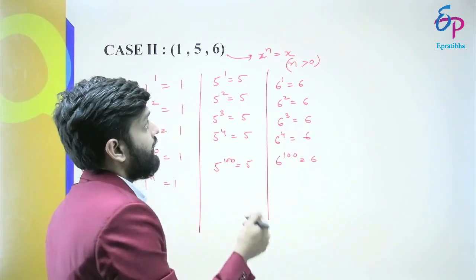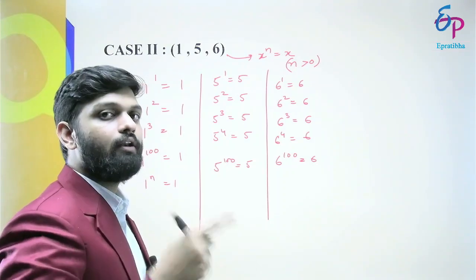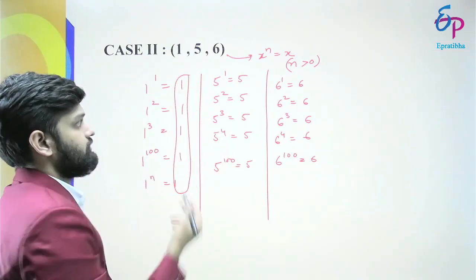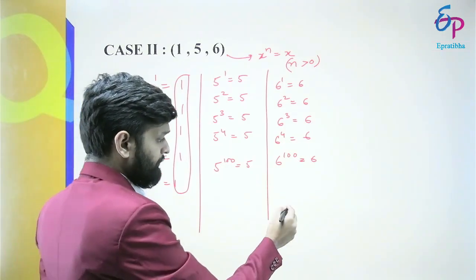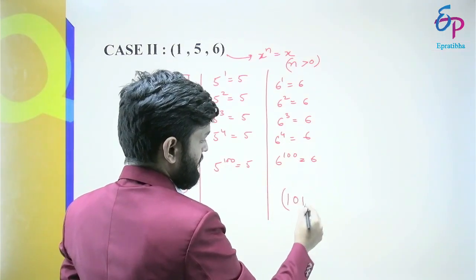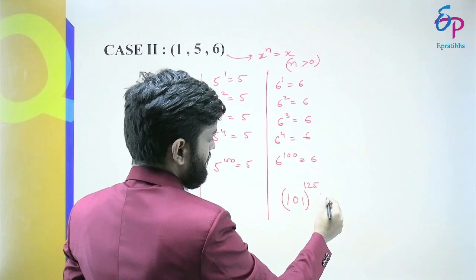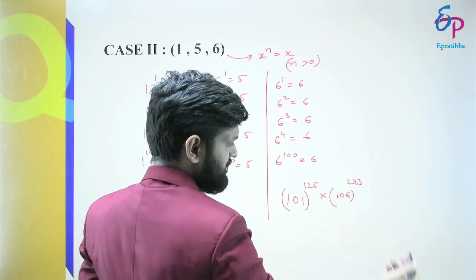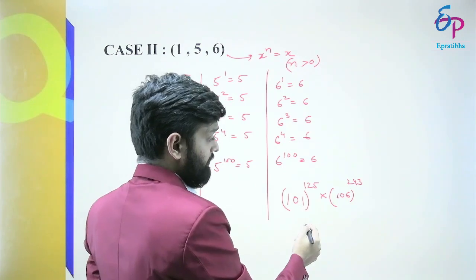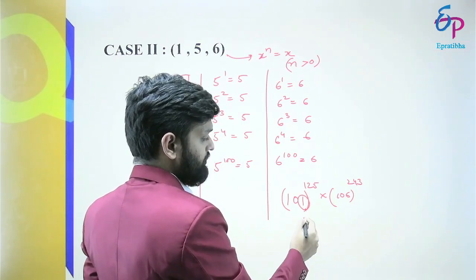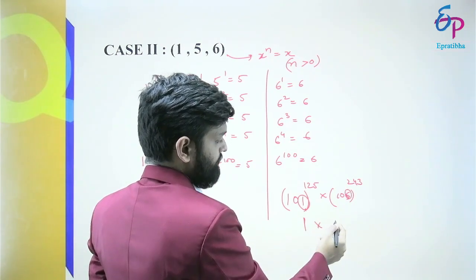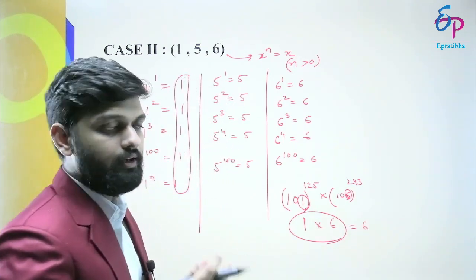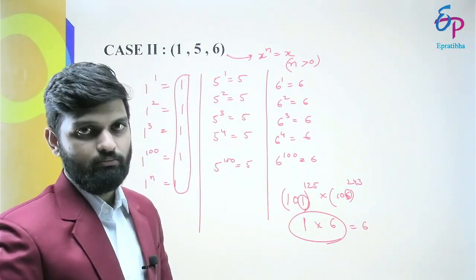That means if the x value is either 1, 5, 6, the unit digit will not change. Clear? Suppose I take random values, 101 power 125 into 106 power 243. If the unit digit is 1, it is always 1. If the unit digit is 6, no matter what the power is, it is always 6. So 1 into 6, 6 is the answer for the product of these two numbers.